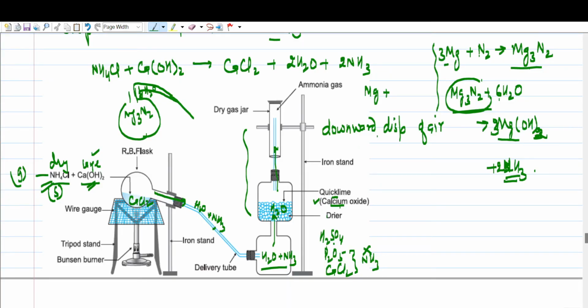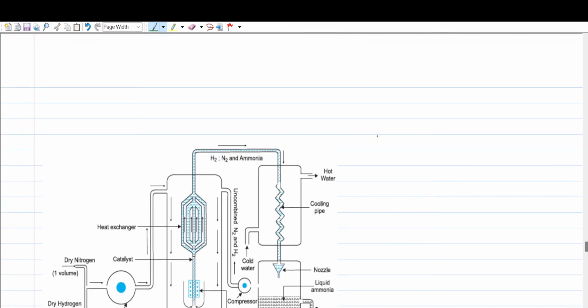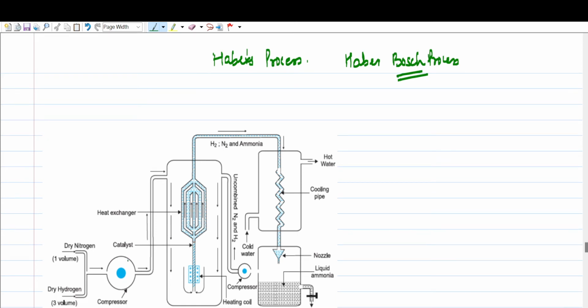Now after this we talk about the manufacturing methods. So we manufacture ammonia gas through the Haber process. Now actually it is not known as Haber's process now, it is known as the Haber-Bosch process. Okay, why is it known as the Haber-Bosch process? Because the hydrogen which we use in preparing ammonia is actually prepared through the Bosch process.